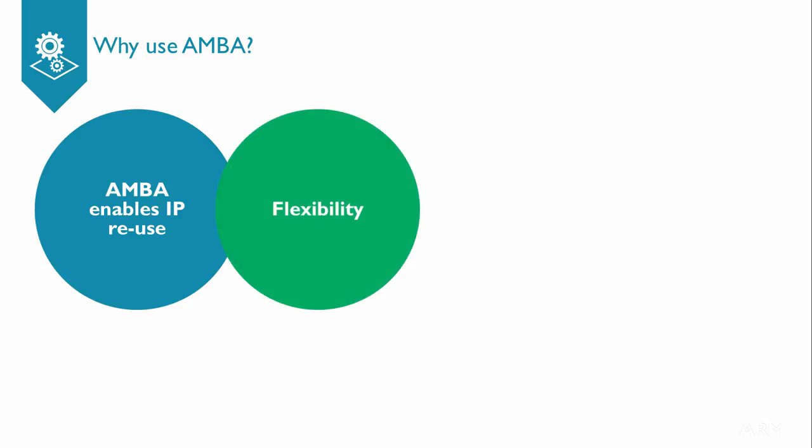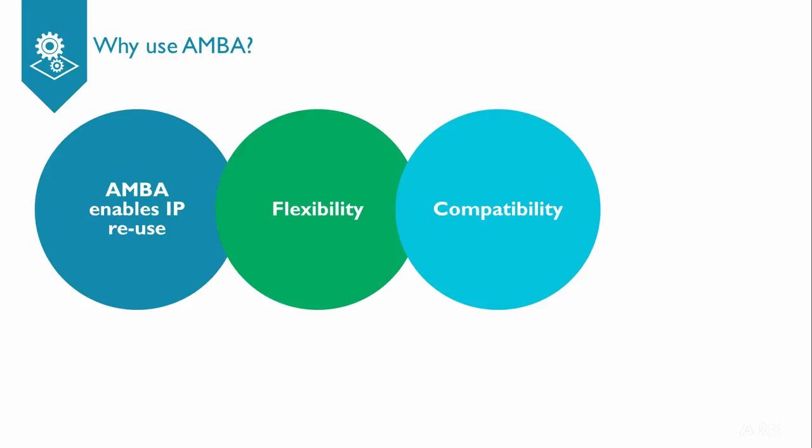AMBA also offers flexibility to work with a range of SoCs. IP reuse requires a common standard while supporting a wide variety of SoCs with different power, performance, and area requirements. And ARM offers a range of interface specifications that are optimized for these different requirements. A standard interface specification such as AMBA allows compatibility between IP components from different design teams or vendors.